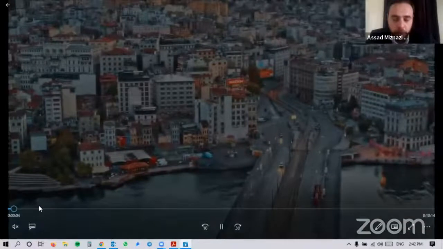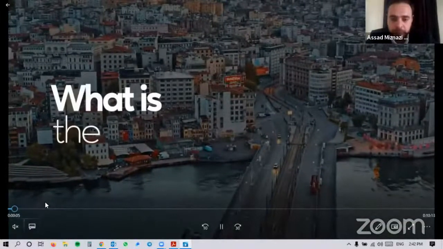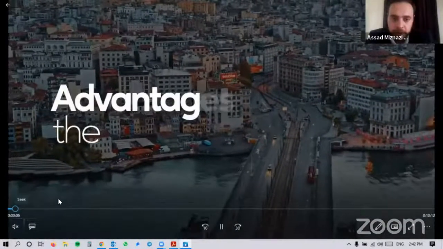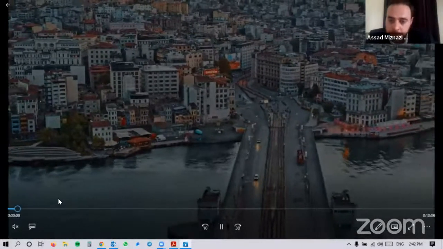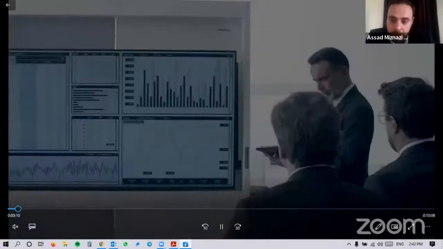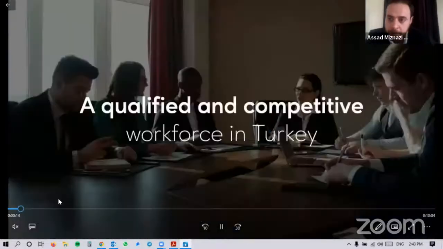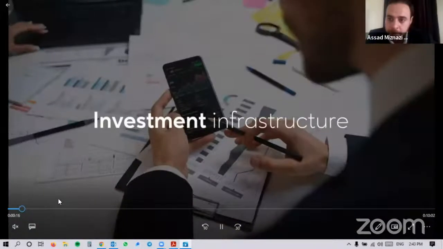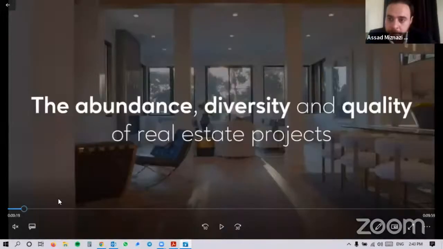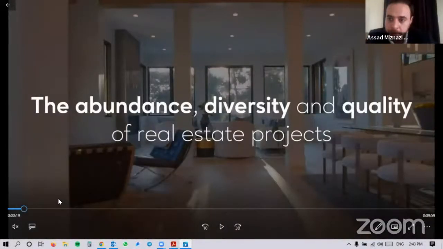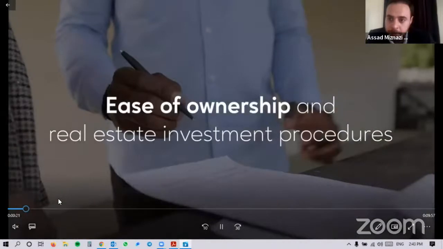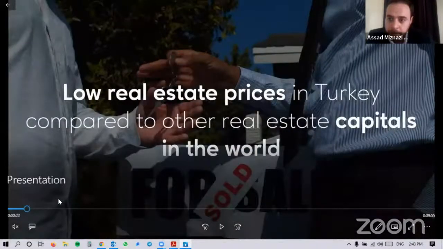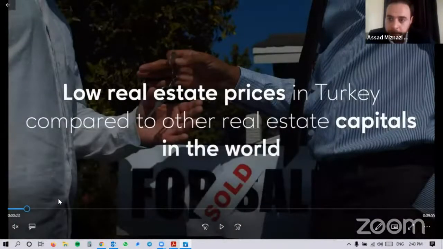So what are the advantages of investing in Turkey? We will speak briefly. A strong, developing Turkish economy, a qualified and competitive workforce, and investment infrastructure that can meet any business and investment need as well. The diversity of real estate is a very important topic here, because in Turkey, whatever your budget is, you can get your own property. Starting with $80,000, you can get one.